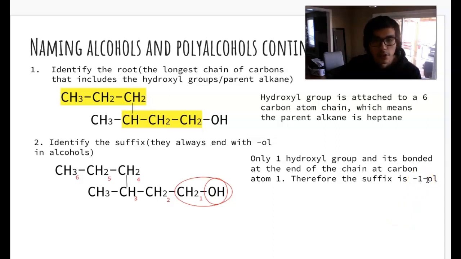Now, an important thing to remember with the suffix is that when there is more than one hydroxyl group, such as 2 hydroxyl groups or 3, there's going to be a di or tri in front of this for the corresponding number of hydroxyl groups, such as di for 2 hydroxyl groups, tri for 3 hydroxyl groups, and tetra for 4 hydroxyl groups.